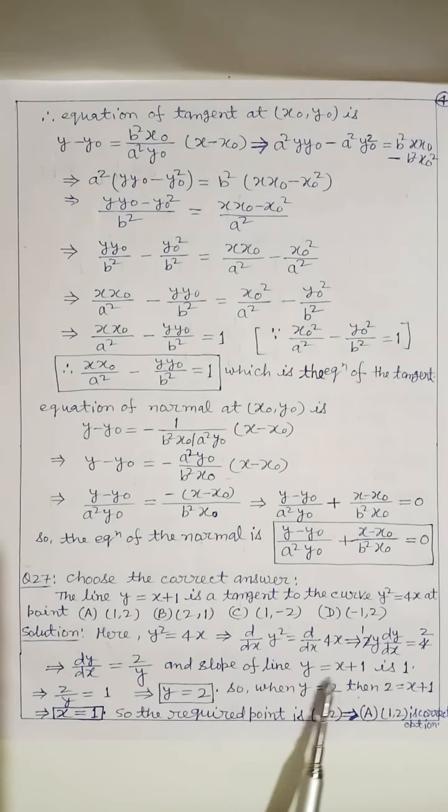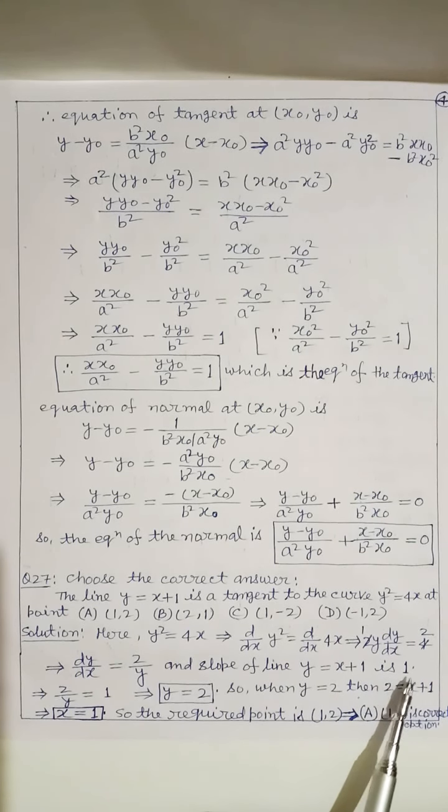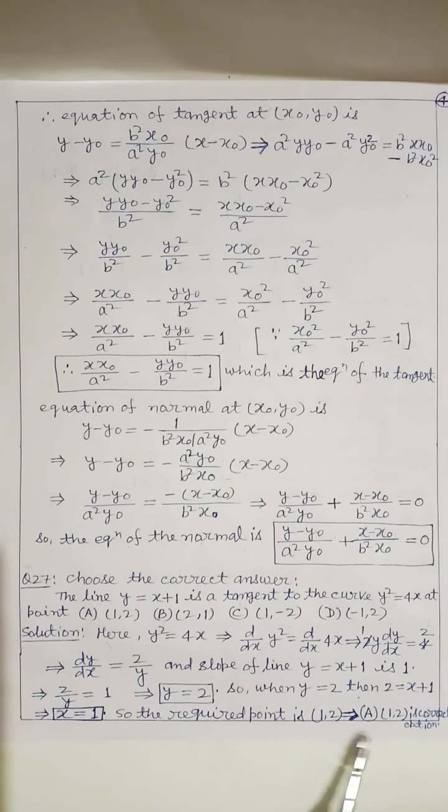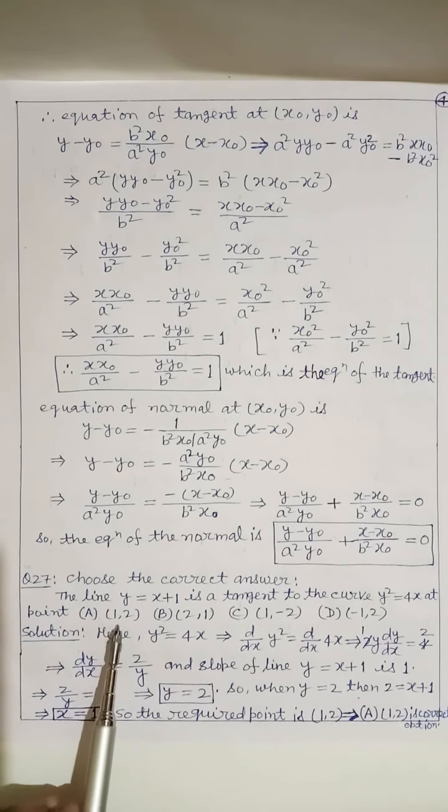If we compare this line with y is equal to mx plus c, then we find that m is equal to 1. So the slope of the line y equal to x plus 1 is 1, and the slope of the curve is dy by dx is equal to 2 by y. Equating these two slopes we get y is equal to 2. So when y is equal to 2, putting this value in the equation of the line we get x is equal to 1. So the required point is (1, 2). So the correct option is A, that is (1, 2).